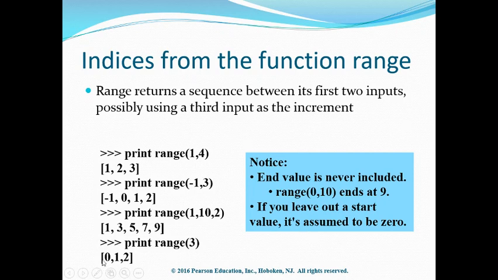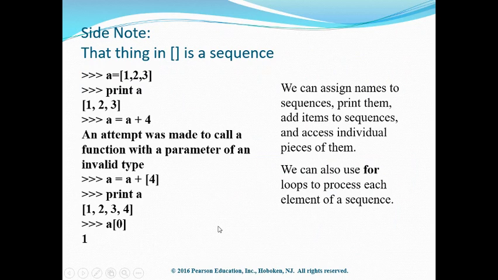So if I said print range of 3, it's going to be 0, 1, 2. Side note, the thing in the brackets is a sequence. So A of 1, 2, and 3, if I say print A, it's 1, 2, and 3. A equals A plus 4, we're going to throw an exception, right? Because that's not a valid thing.